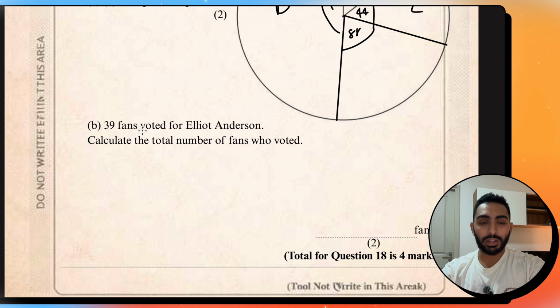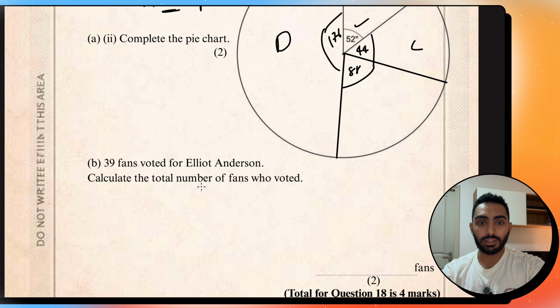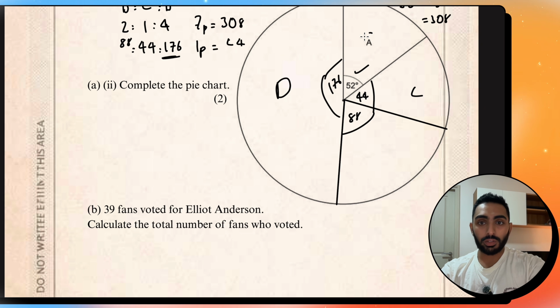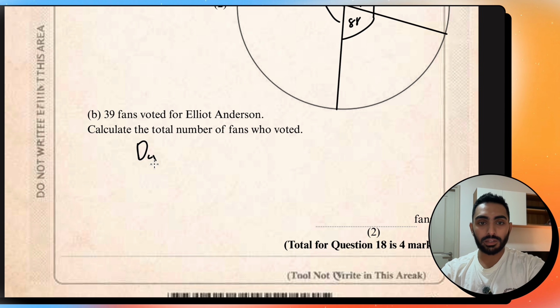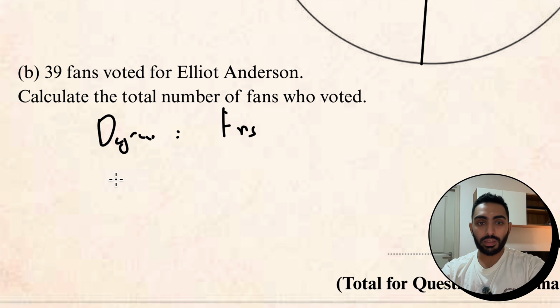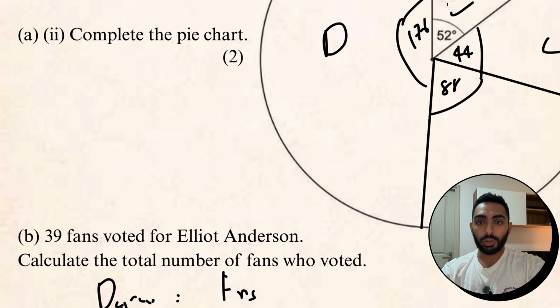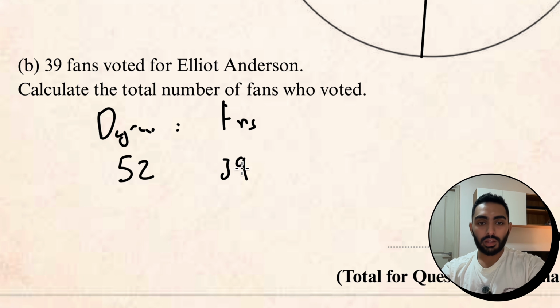Part B, 39 fans voted for Elliot Anderson. Calculate the total number of fans who voted. We're going to use this sector here, which is 52 degrees. We're going to write degrees to fans, and we know that 39 fans were worth 52 degrees, and we want to find out what the full circle is worth. We're trying to get this to 360.